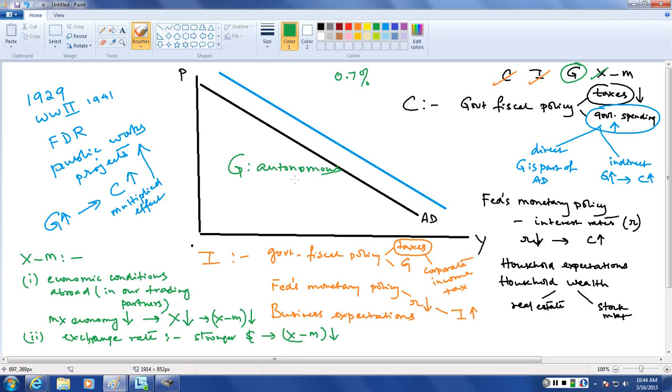Now, why did the Great Depression end only when the World War began, the Second World War? Can anyone shed some light on that? It began in 1929 and lasted the entire decade of the 30s, and only ended in the early 40s when the US entered the war. What's the connection between the war and the end of the Great Depression? Somebody. Increased government spending, precisely.